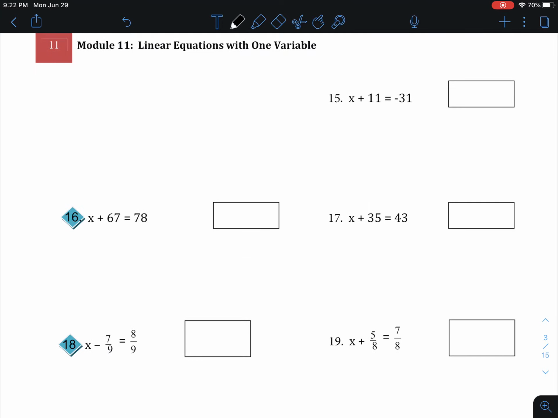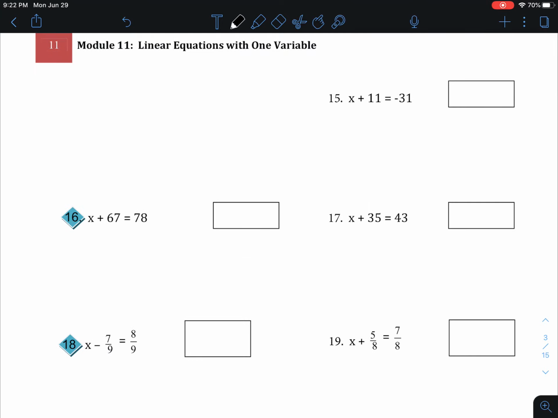16, I'll do 15 in order to help you get through 16. This is going to be the same type of thing, so we're just going to do 15, we just subtract 11 from both sides. That allows that to be canceled out. And what we're left with is x equals negative 42. And you want to take those same exact steps to do 16.